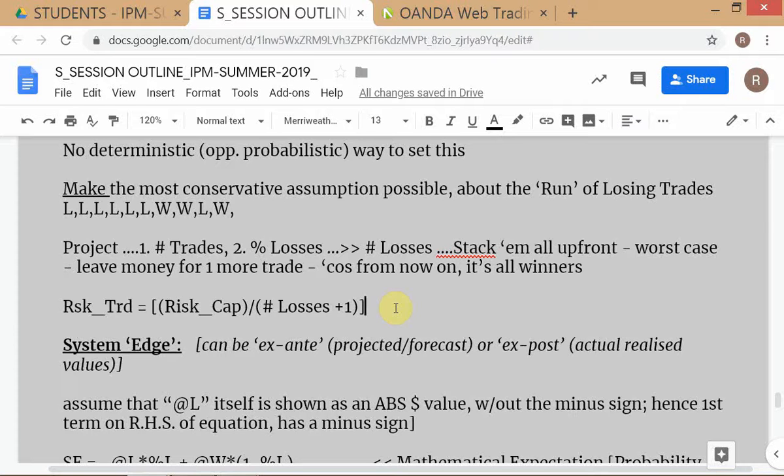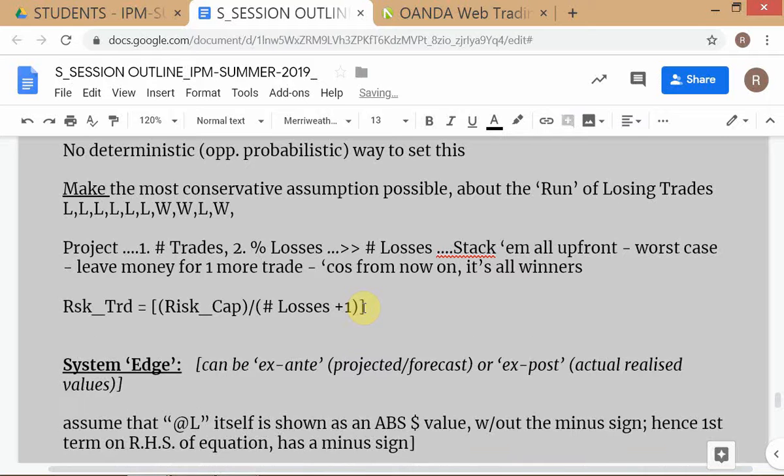The reason you need that plus 1 is that the risk management rule is that once your risk capital has been exhausted, you have to stop trading. So if you divide by 375 and you are projecting 375 losses, right? We can write this since after exhausting risk capital, you have to stop trading. That's what your risk manager will tell you.